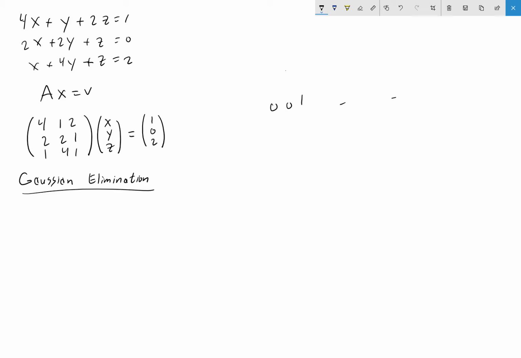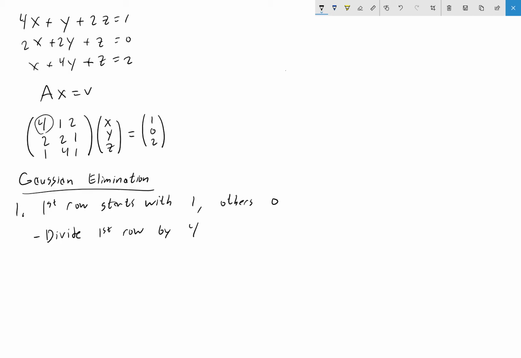And to start out with, we're going to begin at the top, and I want to make it so that row 1 starts with 1, and all the other rows start with 0. Okay, so step 1 here, what I want is first row starts with 1, the other rows start with 0. So to make that happen, I can start out by dividing the first row by 4, as the number 4 goes up here.